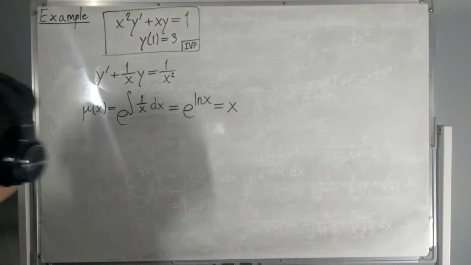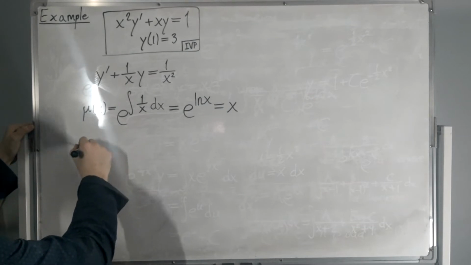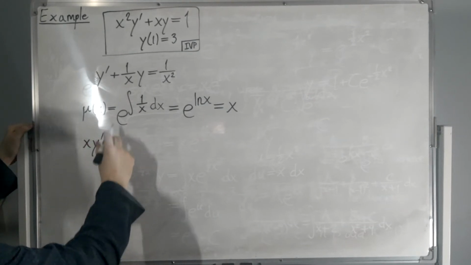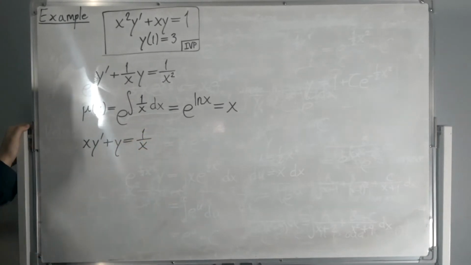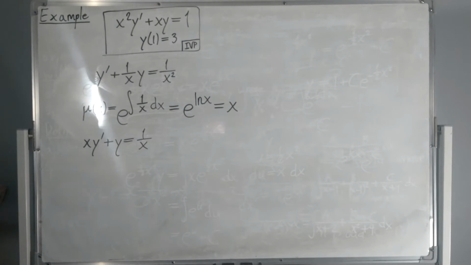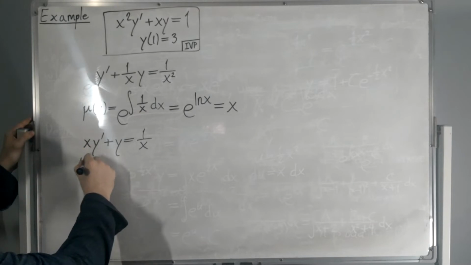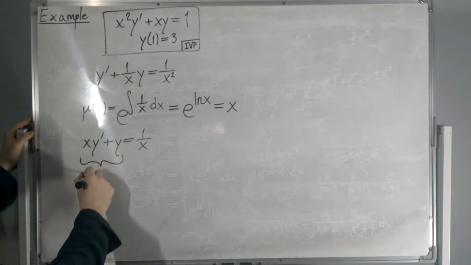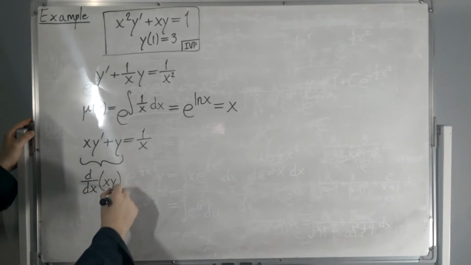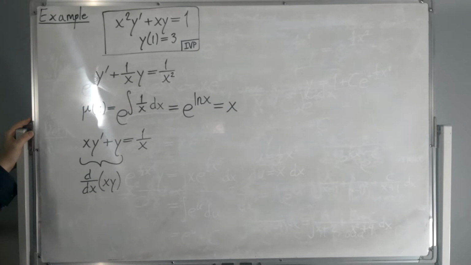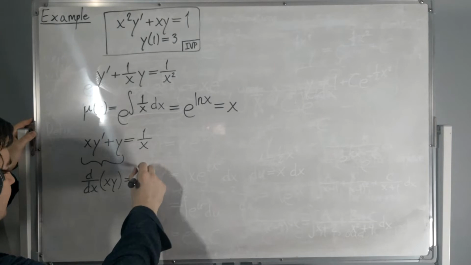So you multiply this by the entire standard form. You multiply everything by x. You get x y prime plus 1 times y equals 1 over x. And at this point, if you look at this left-hand side, you realize this is just the derivative of x times y. The integrating factor times y. So that's 1 over x.